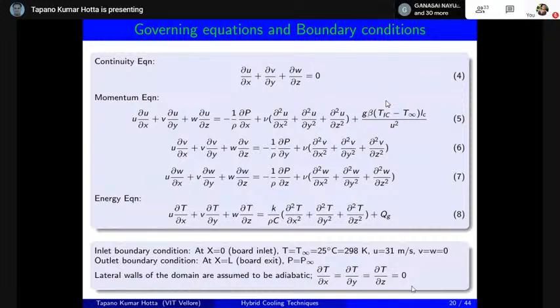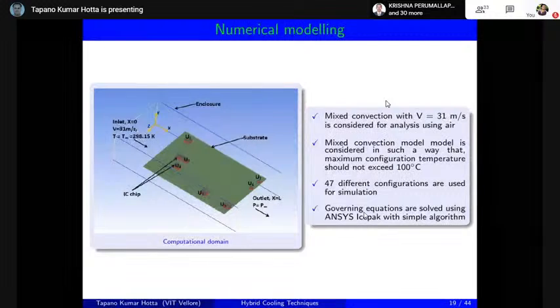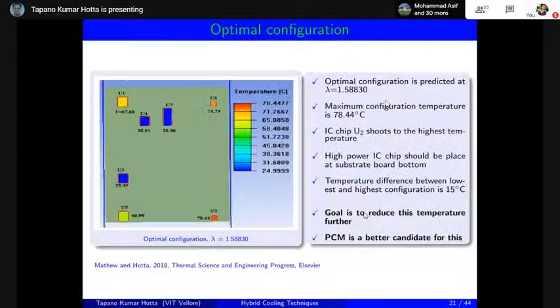These are some of the governing equations and boundary conditions that need to be incorporated in your software, because we have done the analysis by using NCs iSpec, and this iSpec is exclusively used for electronic cooling. Even the NCs will work here, but the iSpec module is exclusively used for electronic cooling modeling.